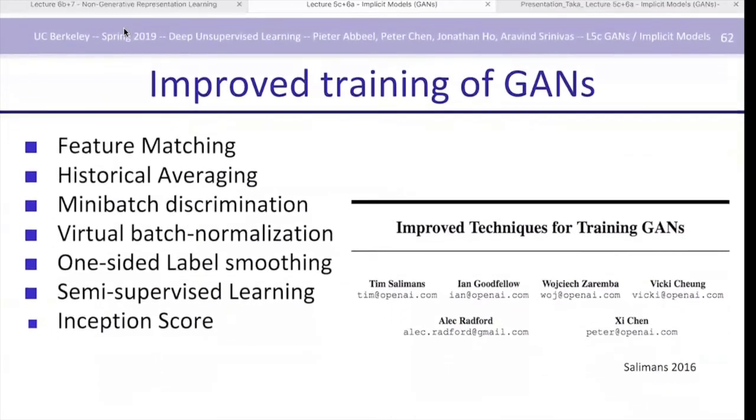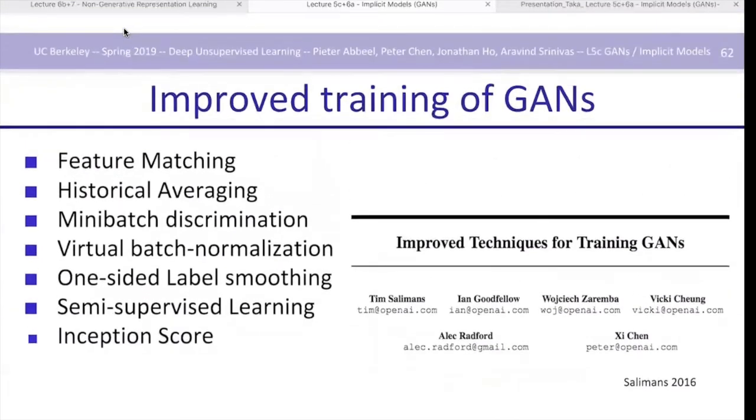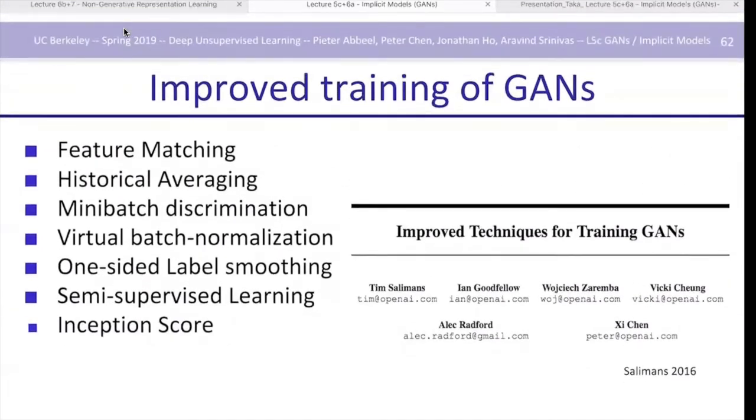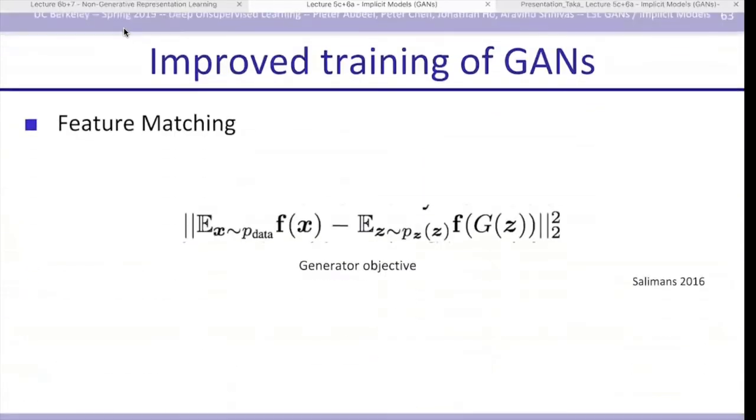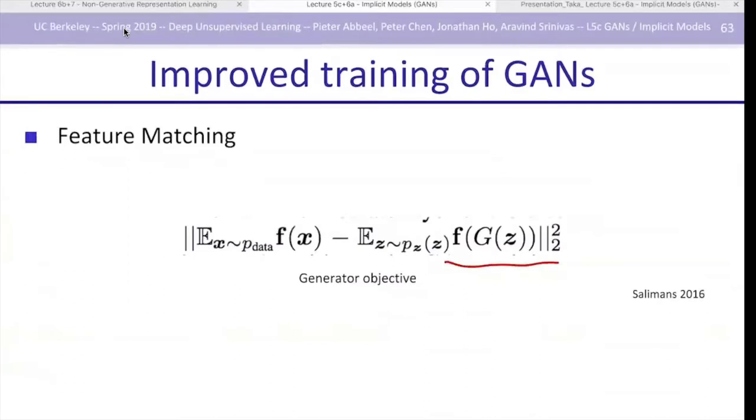Another paper is called Improved Techniques for Training GANs. This paper published 7 techniques for training GANs better. Let's introduce them one by one. First, feature matching. Feature matching is called the most useful way to train GANs. Maybe you cannot understand all of this, so I will show you the meaning.